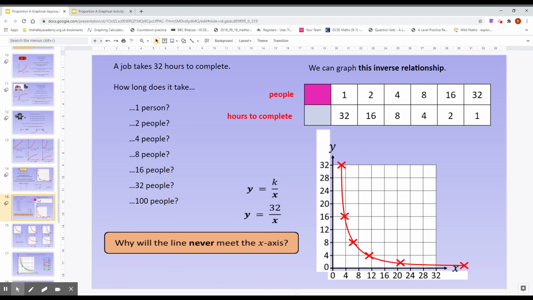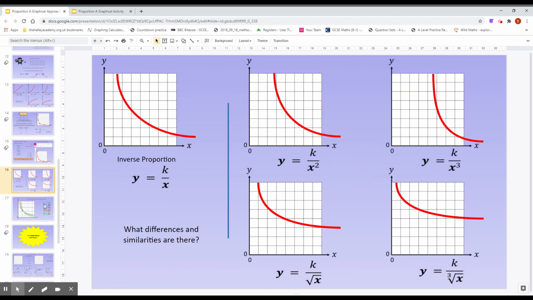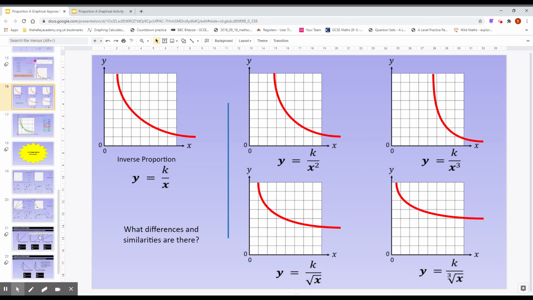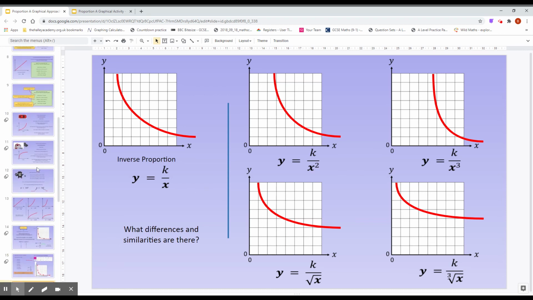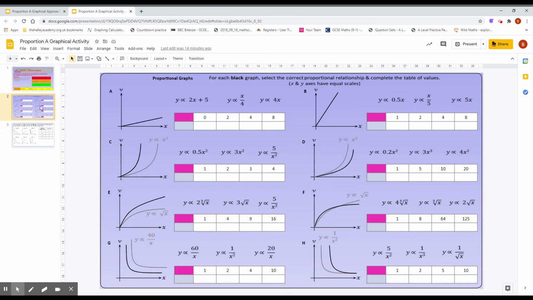Similar examples are provided in slides 15 and 16. Make sure you read it through, have a look, and attempt the questions before attempting the proportion graphical activity. Today there will be a live lesson, and more information will be on the stream. Make sure you join them so that you can complete the worksheet and also ask questions.